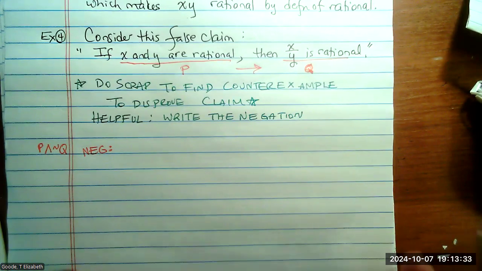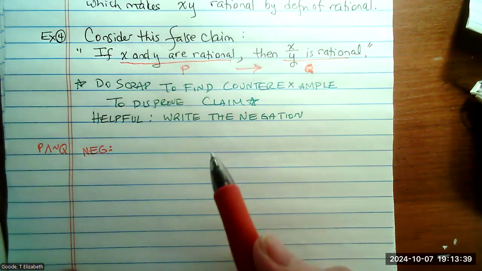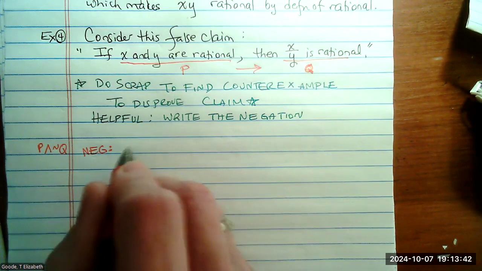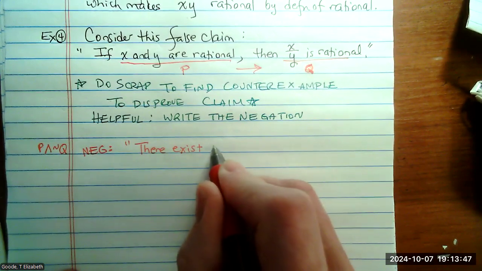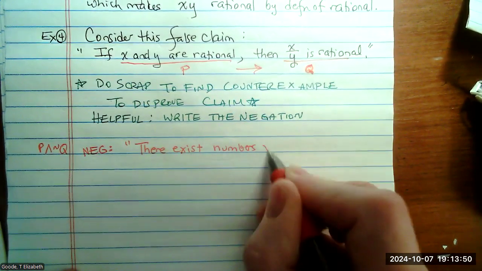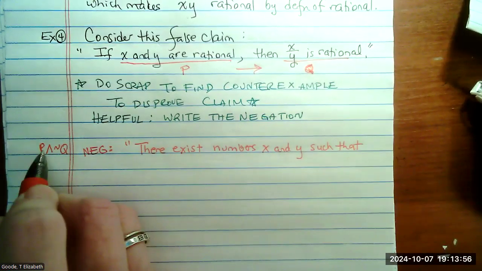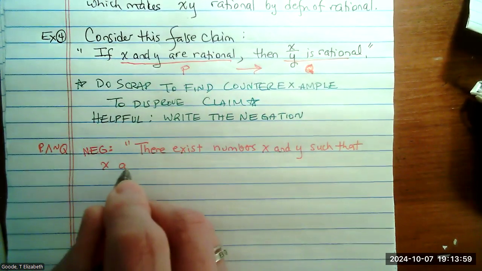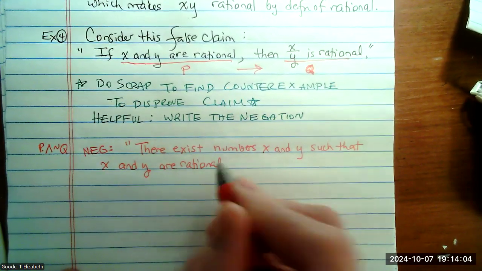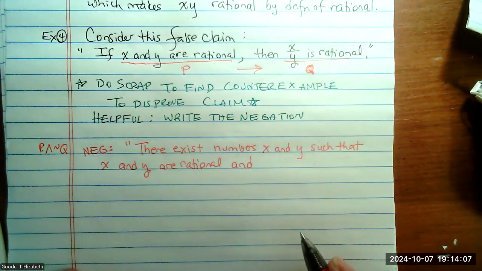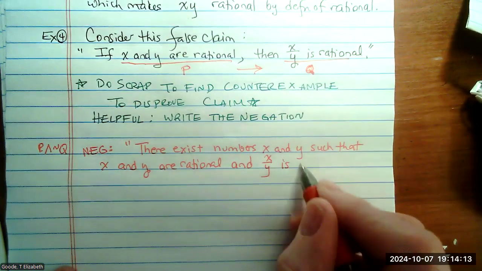And let's go ahead and put the existential quantifier in it. We know this is a for all, even though it's not written. That's what if-thens are. So we might go ahead and put the quantifier here and write the negation. There exist numbers X and Y such that P, in other words, X and Y are rational, and not Q. X over Y is not rational.